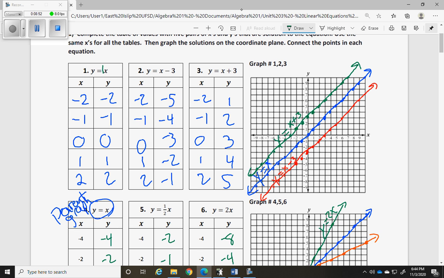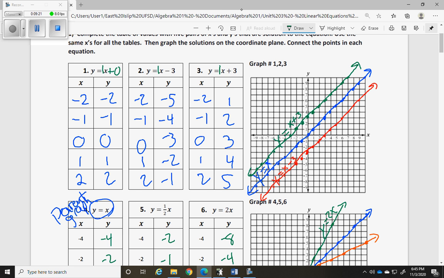All the coefficients of x in numbers 1, 2, and 3 are 1. And all of the slopes of my green, blue, and red line are 1. They all went up 1 over 1. There isn't anything added on at the end to number 1, so I can think about it as a +0 on the end. Number 2 has a -3, and number 3 has a +3. Take a look at the graphs.